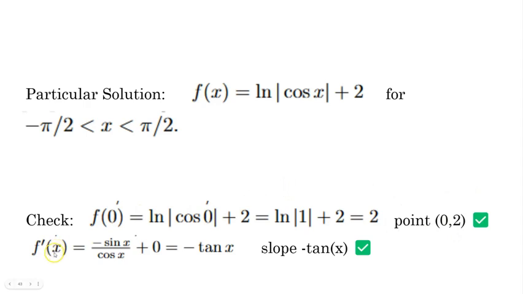Now let's check the derivative. F prime of x equals negative sine x over cosine of x. And that's simply equal to negative tan of x. So the slope checks out. So we've arrived at the solution, and we've checked it, and it holds.